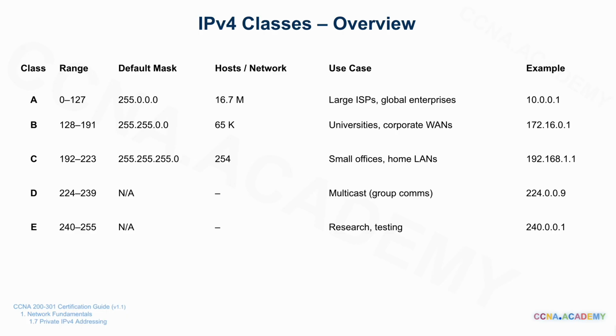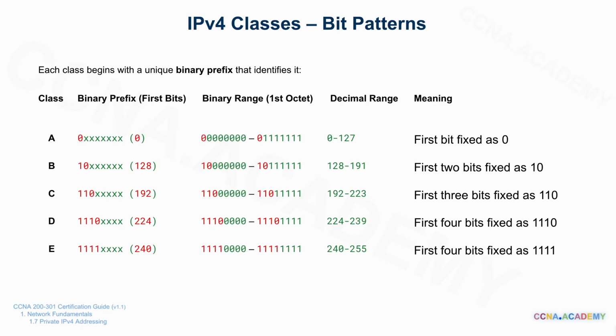Before CIDR, this was how networks were divided and routed. Each IPv4 class starts with a unique binary prefix that defines its range. Class A begins with a 0, covering 0 to 127. Class B starts with 10, that's 128 to 191. Class C uses 110, or 192 to 223. Class D begins with 1110 for multicast, and Class E with 1111 for experimental use. So those leading bits decide the class and address range.